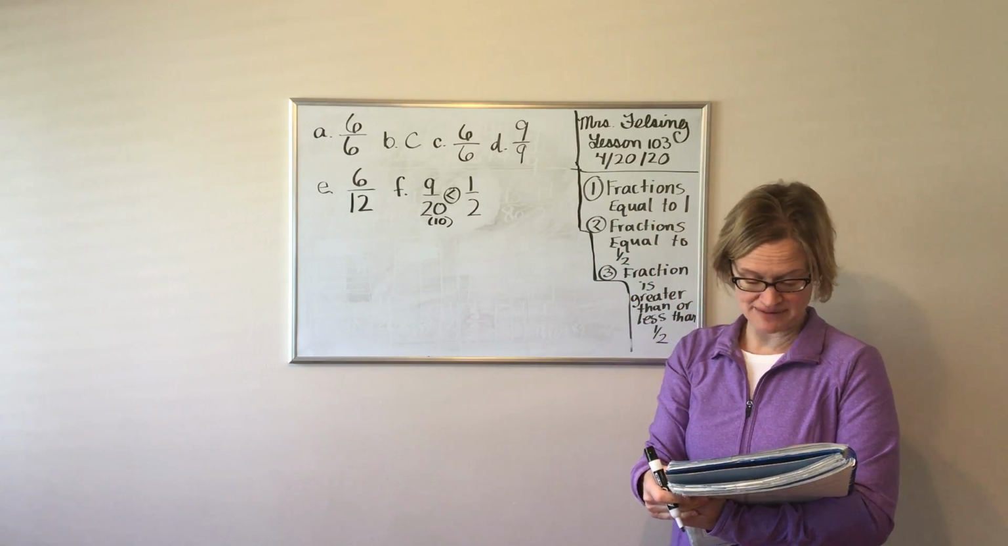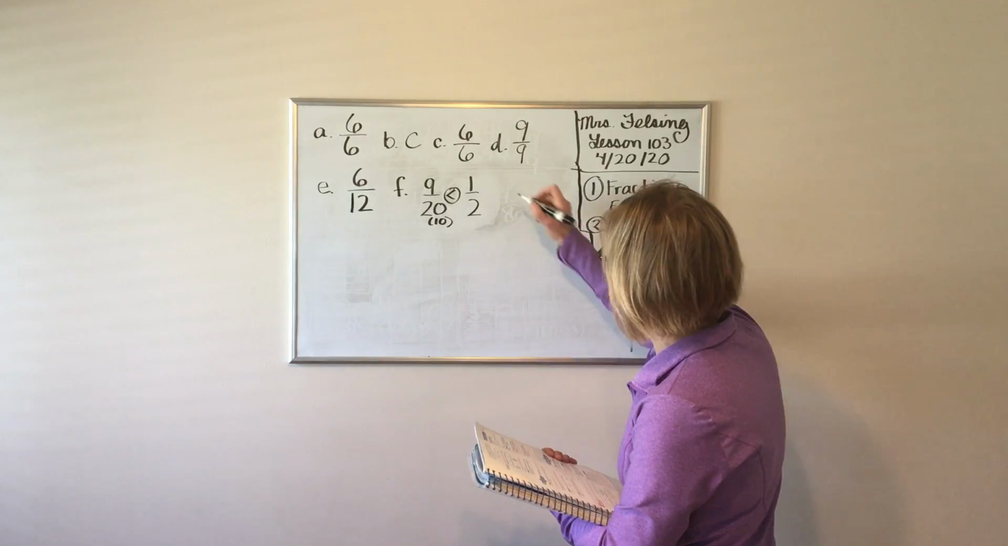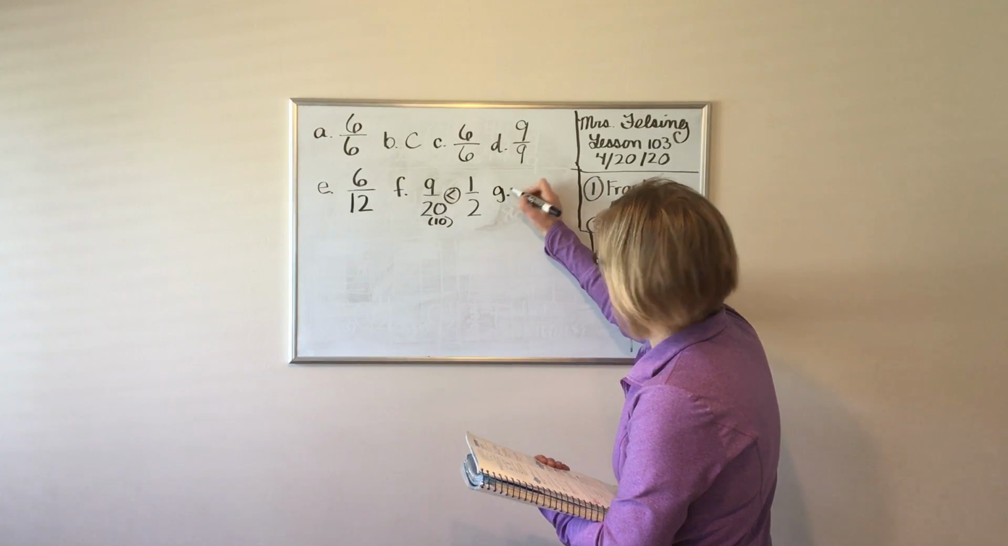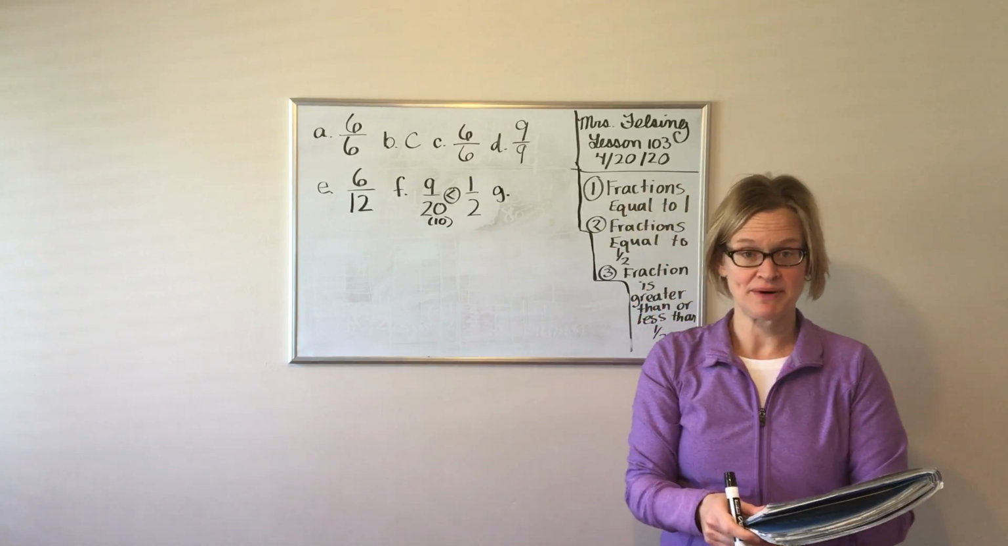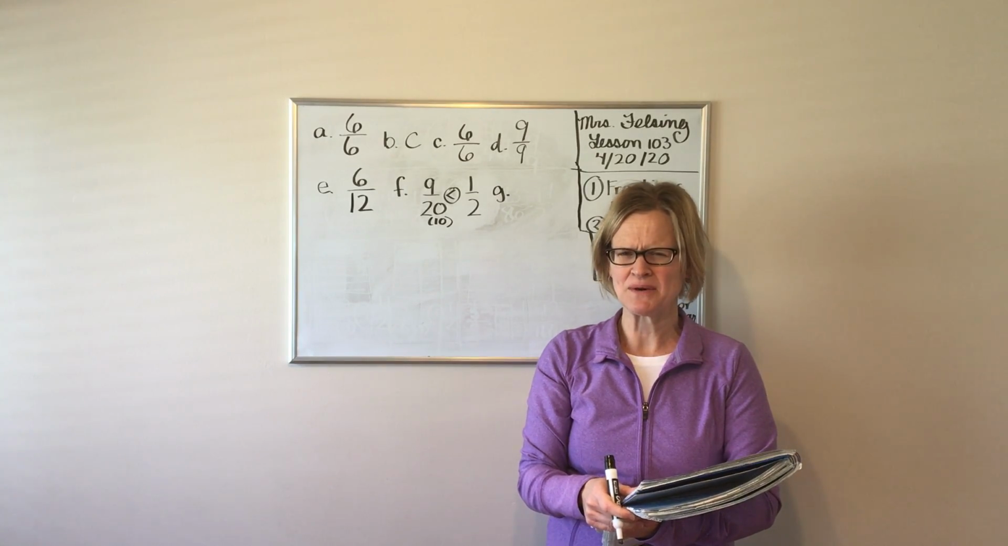So then we go to G. Round 5 3/8 to the nearest whole number. Now, you're like, well, how do I do that?